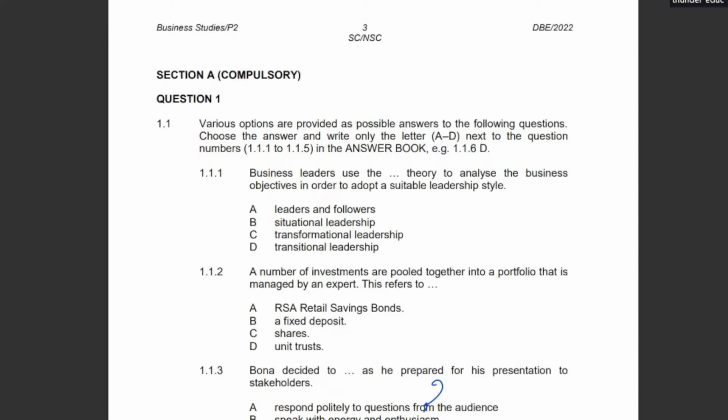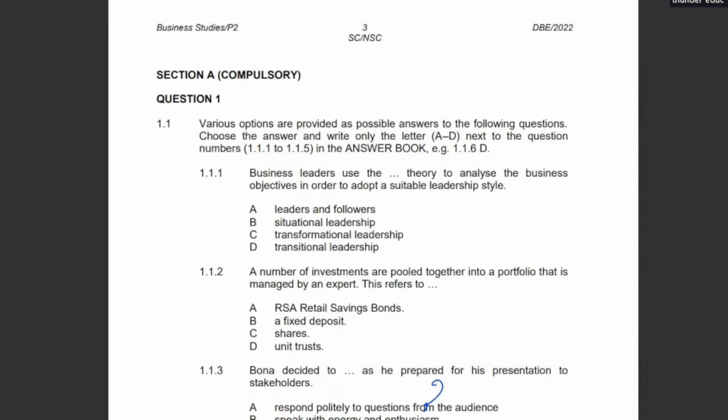And then section C consists of 2 questions, of which 1 question carries 40 marks. Then you're expected to select only 1 question. Okay. So now, section A, let's start with section A.